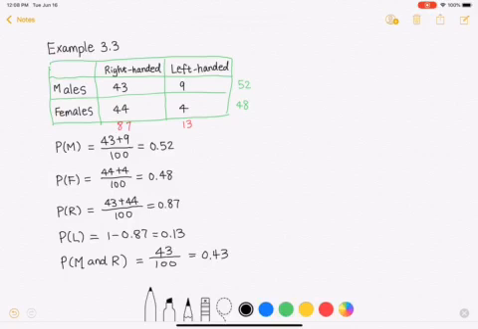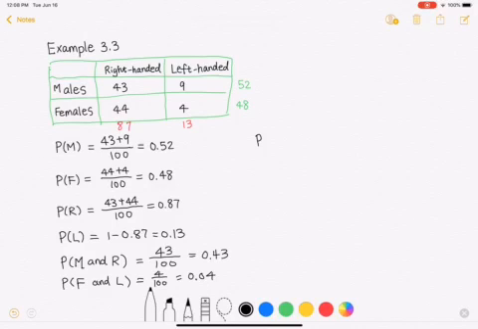The next probability is to find the probability that the subject is a female and is left-handed. So again, you locate female and left-handed. You should see it's only 4 of them, divided by 100. Make sure you use a calculator and write it correctly. Okay, it's 0.04. That's the probability.